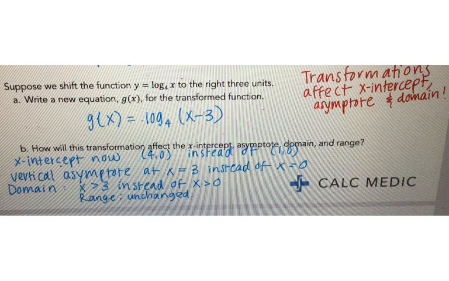So let's think through what would happen. Normally, all logarithms we know have an x-intercept at (1, 0), and they have a vertical asymptote at x equals 0.